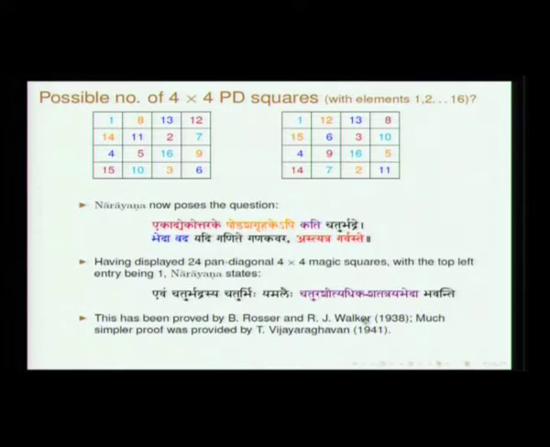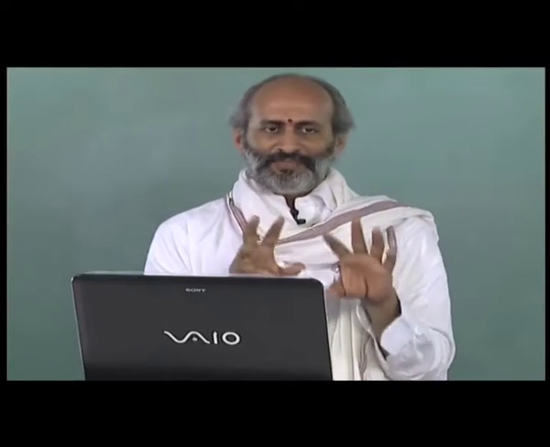This has been proved by Rosser and Walker in 1938, and a much more elegant proof has been provided by T. Vijayaraghavan. We will also discuss the properties which have been stated, and based on the properties you can also construct. If you want to construct this kind of magic square, you have to do addition and subtraction quickly, mentally; these are all small numbers. But if you do it by Turagagati, you can mechanically and quickly place it and then play around with that. This is a very interesting tool to play around.